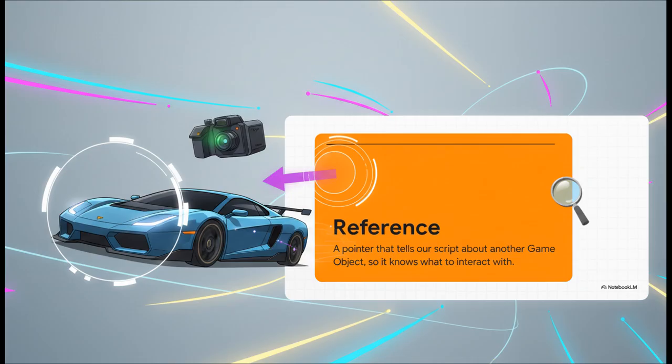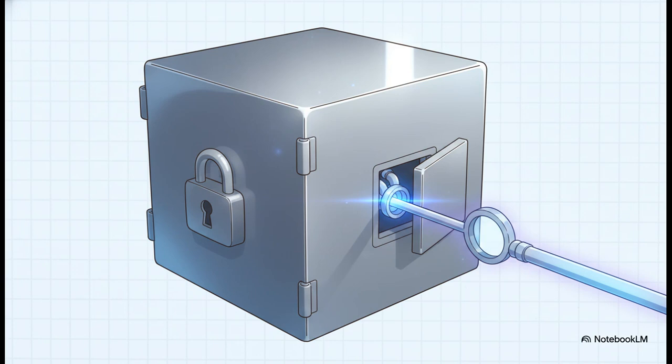See that thing? That's the car. That's the object you need to be following. This connection, this pointer to another object, is called a reference. Without it, our script is totally lost. So how do we make that connection in our code? It's literally this one line of code right here.